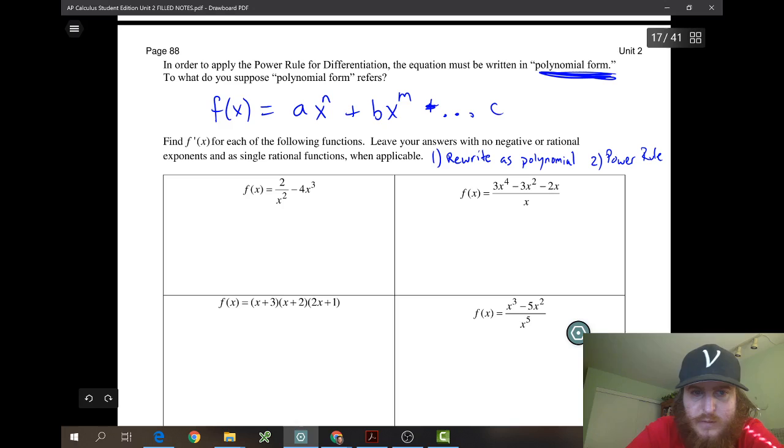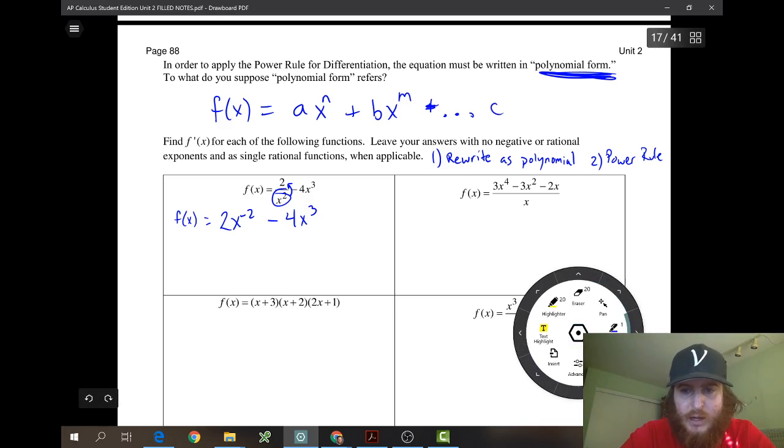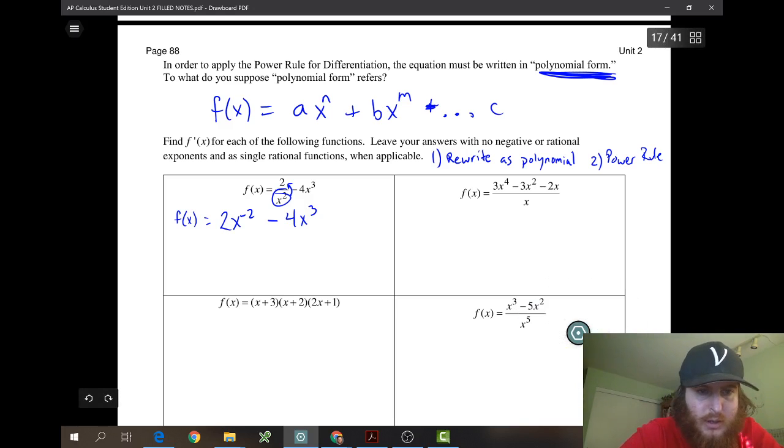So in this first example, right, we're going to first rewrite this as f of x equals, now what do we know if we have an x in the denominator? We can bring that up and change it to a negative exponent. So 2x to the negative second minus 4x cubed. So this was just rewriting it. I didn't take the derivative yet. And now we're going to take the derivative with power rule.